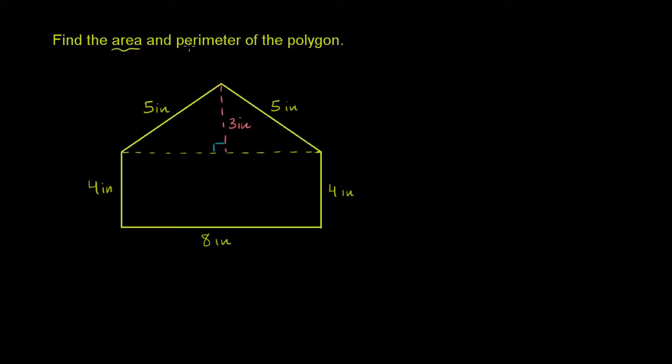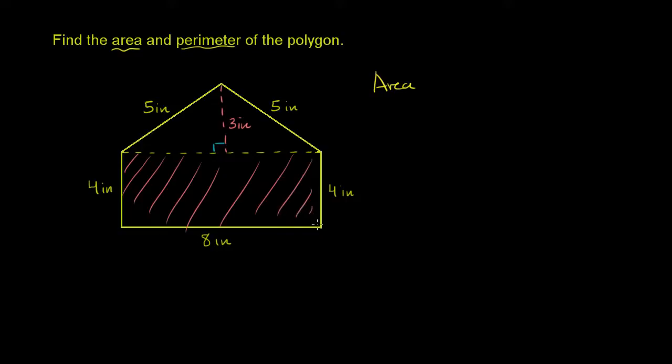Find the area and perimeter of the polygon. So let's start with the area first. The area of this polygon has kind of two parts. First you have this part that's rectangular, this part right over here. And that area is pretty straightforward.